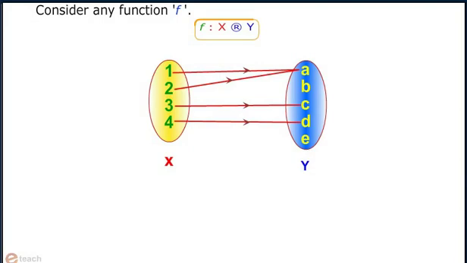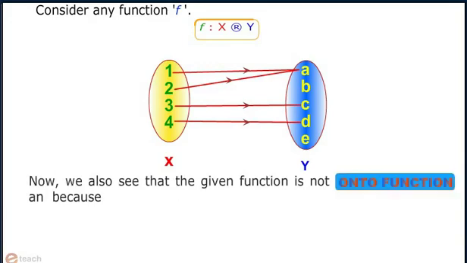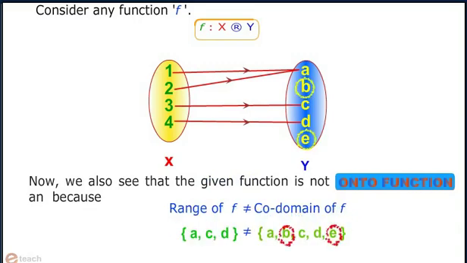Consider any function f defined from X to Y. Now, we also see that the given function is not onto function because range of f is not equal to codomain of f. That is, range contains the elements a, c, d, whereas codomain contains the elements a, b, c, d, e, which are totally different from each other.